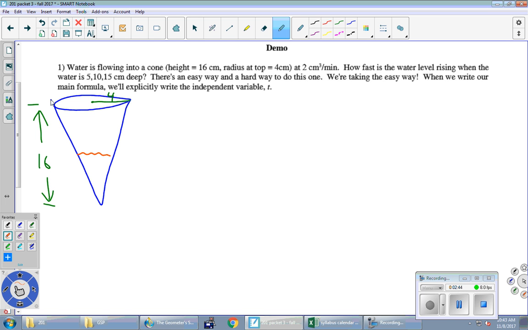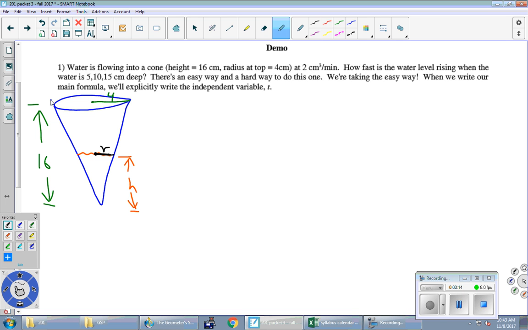Okay, so let's say that we are going to call the cubic centimeters the volume changing. So we'll call our generic height H, and let's go ahead and call our generic radius down here R, okay? So it is a big cone, but the water itself is also a cone, right? And so those are the labels for the cone of water.